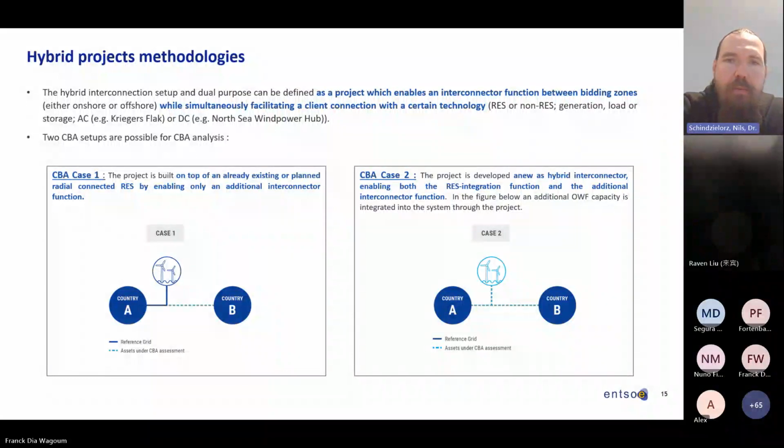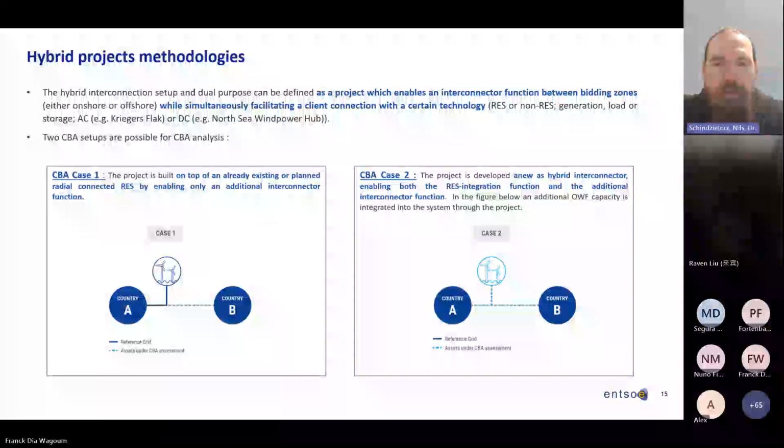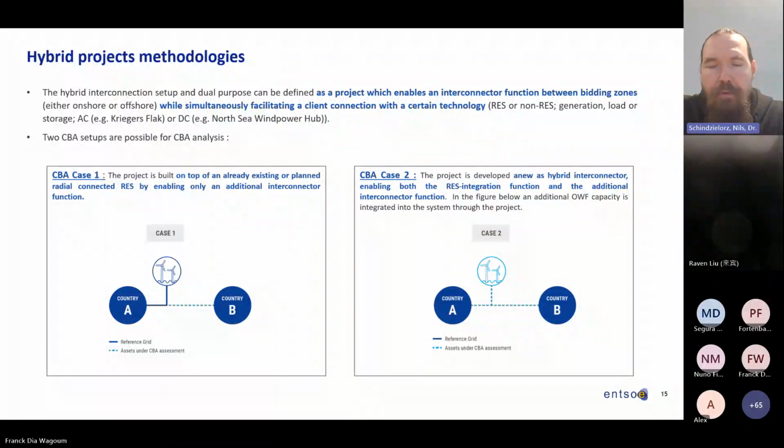And case number two is if the project promoter plans to build anything from scratch, which means that the generation capacity will be built together with the project and that the interconnection will also be part of this same project.